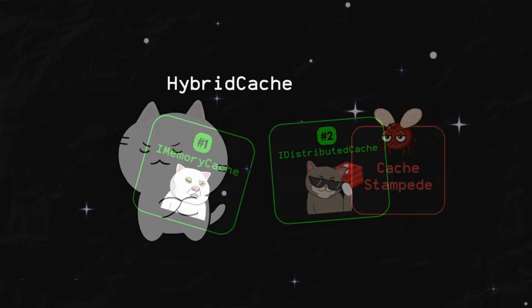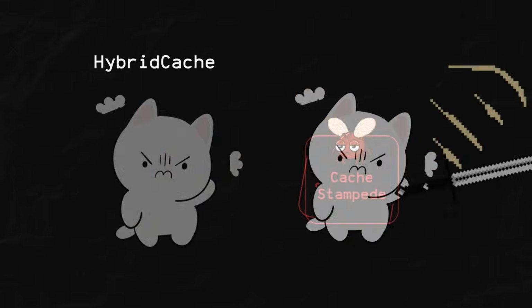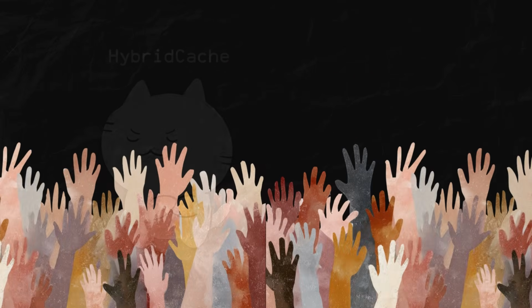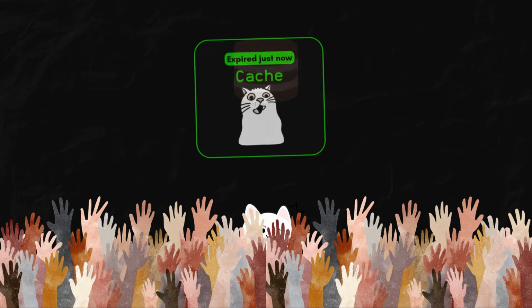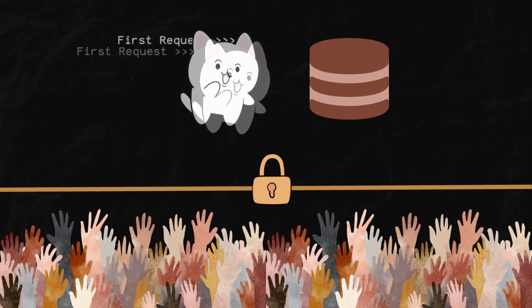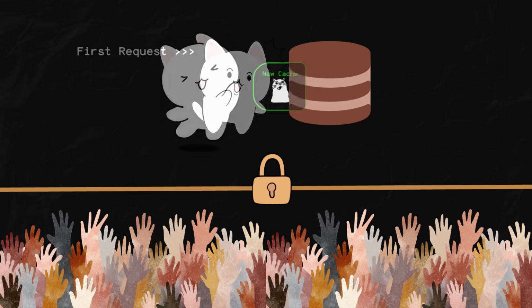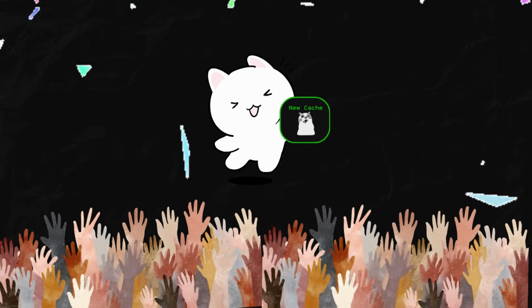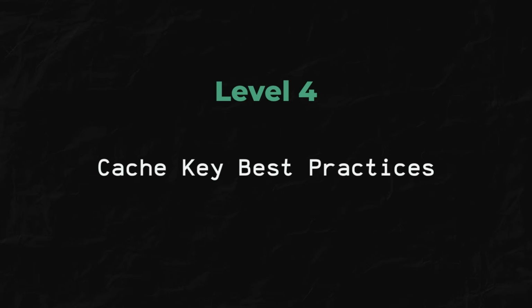Here's the real magic of hybrid cache. It automatically fixes the cache stampede. If 1,000 users request the same expired key at once, Hybrid Cache politely locks the door. First request ventures to the database to refresh the cache, while the other 999 just relax and wait for the hero's return. Now, let's see our level 4, cache key best practices.